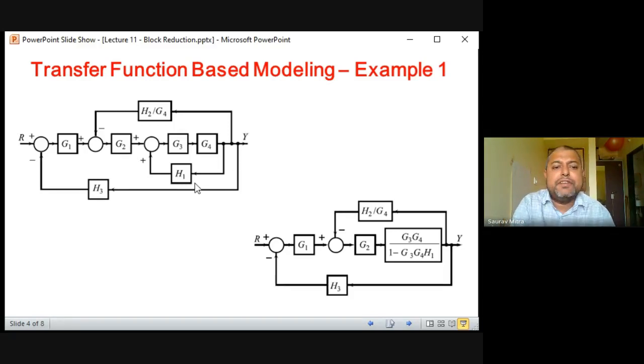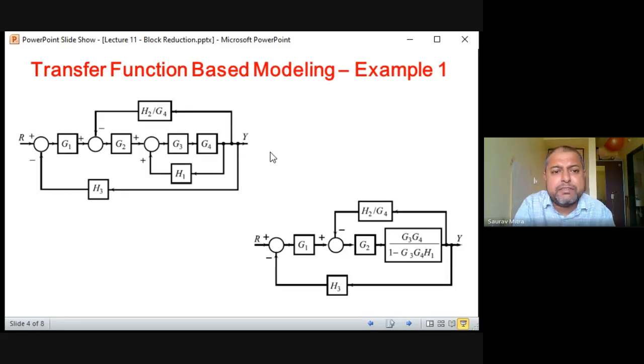Okay, and then there are feedbacks. H1 is a positive feedback. H2 is a negative feedback. H3 is another negative feedback. So this is a 3 loop system. And the main body is G1, G2, G3, G4. This is the main forward path.